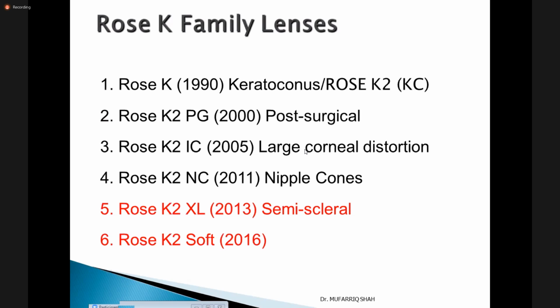Rose K2 NC is for the nipple cone. These were developed in 2012. For the small nipple cone, we usually go for Rose K2 NC lenses. Rose K2 XL are semi-scleral lenses developed in 2013. And Rose K2 soft lenses were developed in 2016. Today's lecture is about the first four types, and Rose K2 XL and Rose K2 soft lenses we will discuss tomorrow, inshallah.